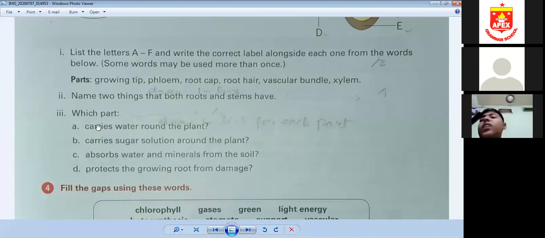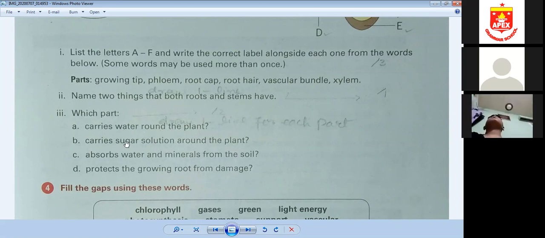Now question number 3. Which part carries water around the plant? You have also discussed that this function happens in the vascular bundle. So you have to tell me which one does this job, xylem cells or phloem cells. So what will be the answer? The correct answer for question number 3, A part, is xylem. Xylem is responsible for carrying water around the plant.